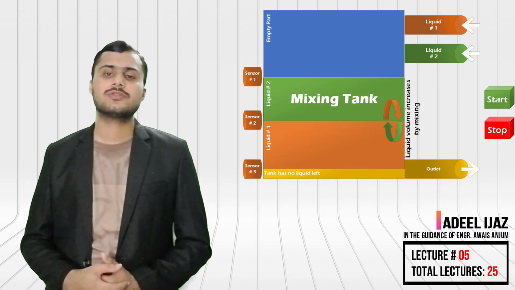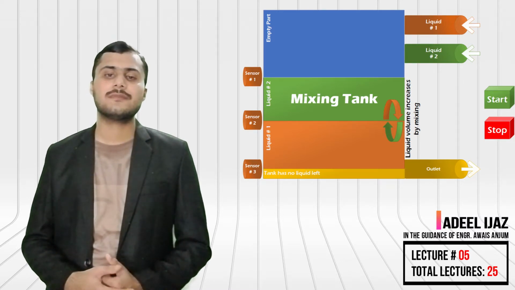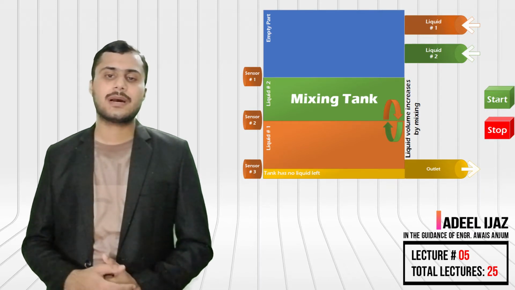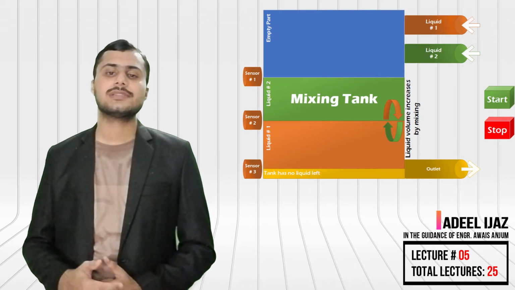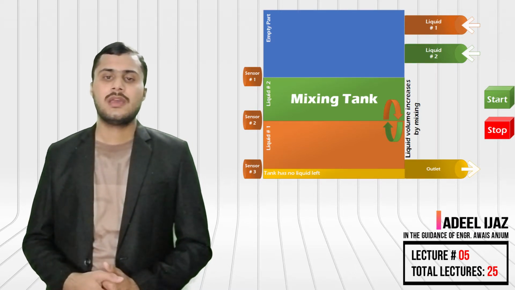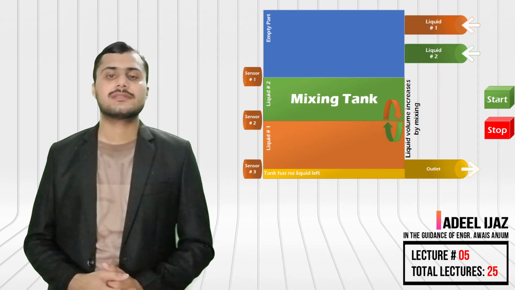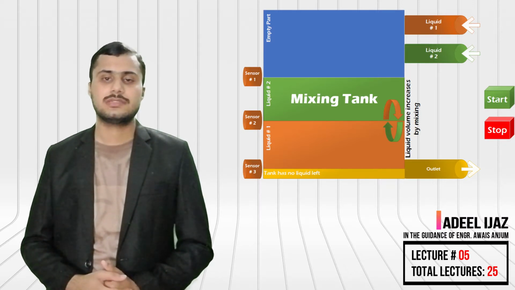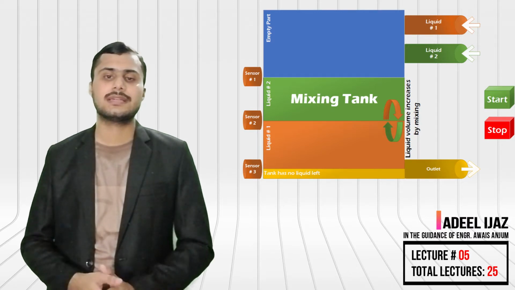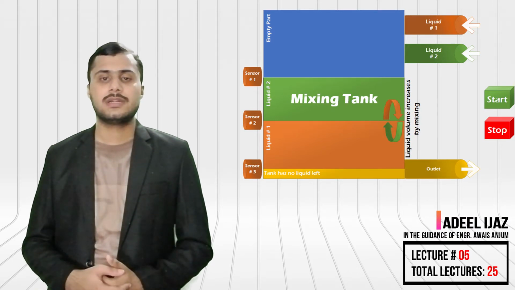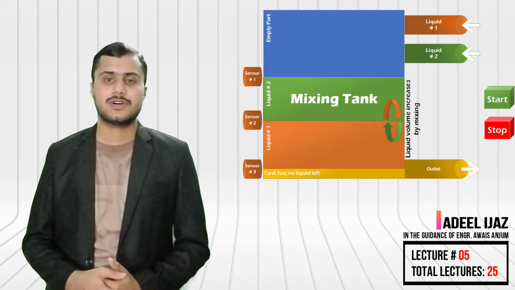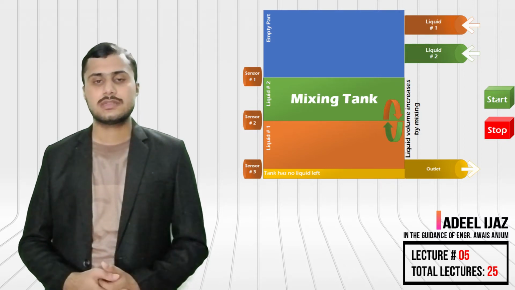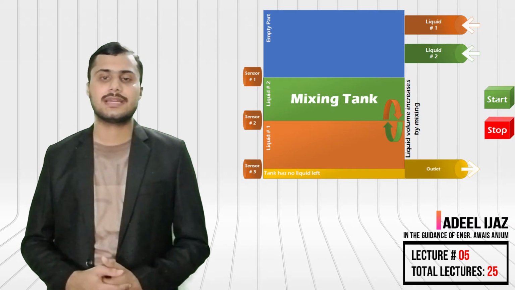Now what this system does is that when we press the start button, first liquid 1 enters from its inlet pipe to the tank until it reaches the level of sensor 2. When liquid 1 fills till the level of sensor 2, then liquid 1 stops entering the tank and liquid 2 starts entering the tank from its inlet pipe till it reaches the level of sensor 1. When liquid 2 reaches the level of sensor 1, liquid 2 stops entering the tank.